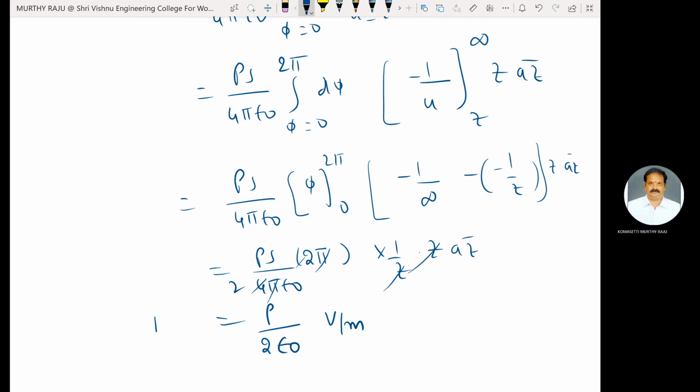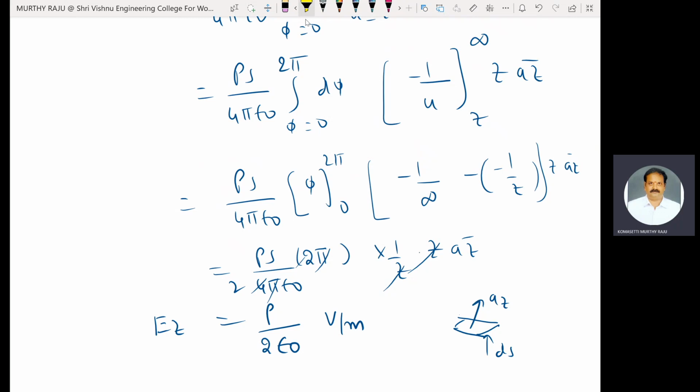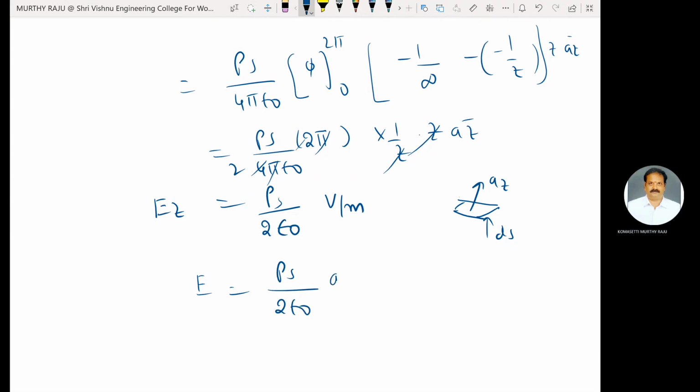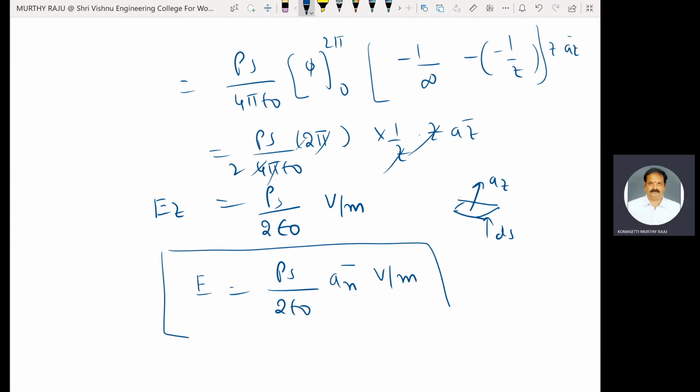Here a_z is the direction normal to the differential surface area ds. This is the ds, that is a_n, normal to the differential surface area ds. Therefore, finally E is equal to rho_s by 2 epsilon 0 a_n volts per meter. This is the electric field intensity due to an infinite sheet of charge.